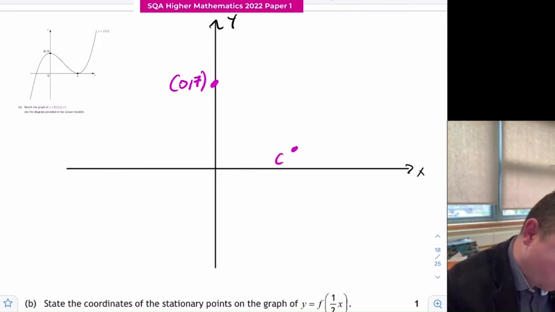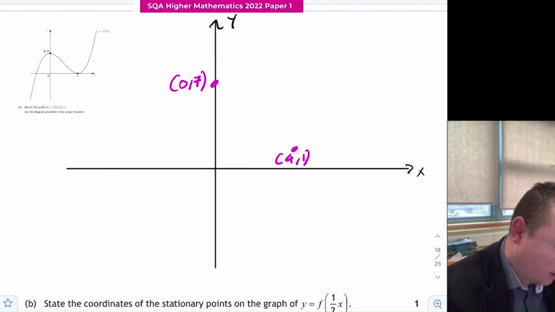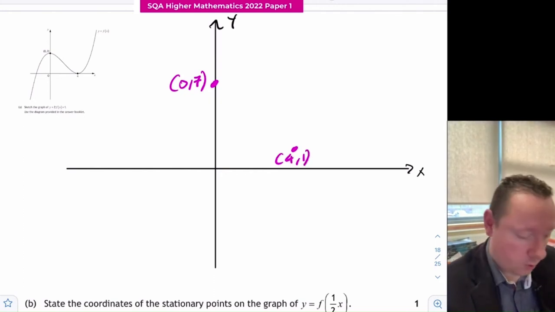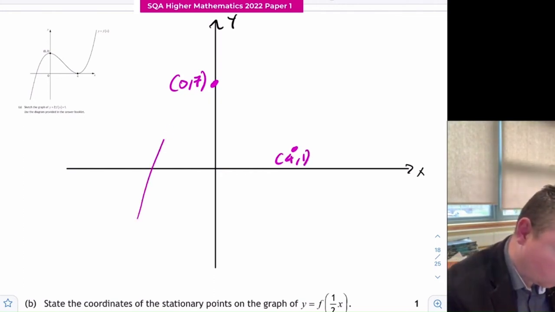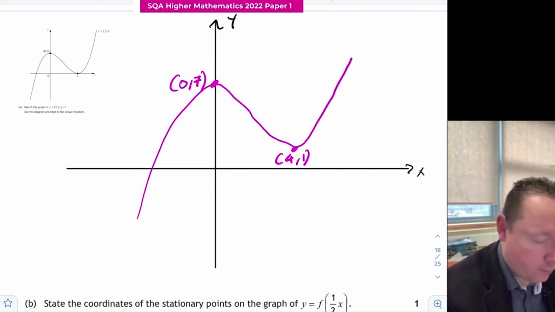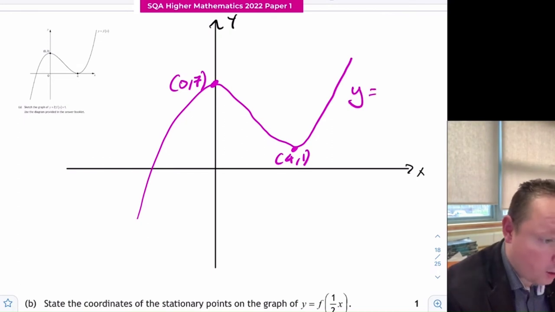So we can note that point is (4, 1). And the shape of the graph is exactly the same as it was before. So we just carefully draw a nice curve turning here. And we can even label it y equals 2f(x) plus 1.